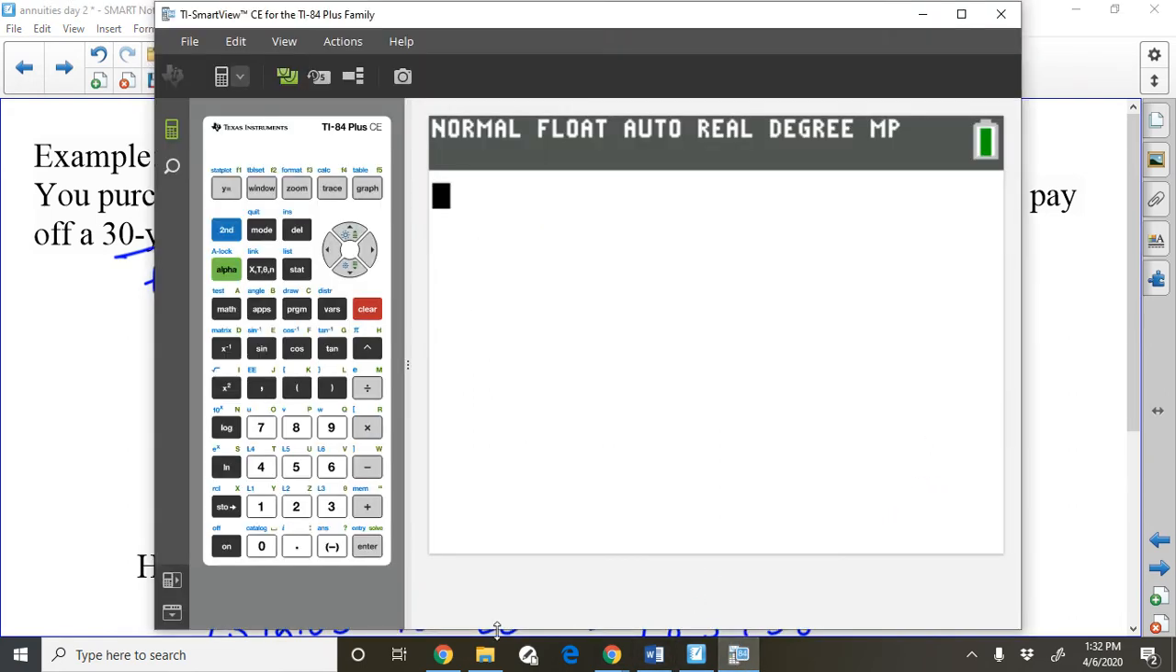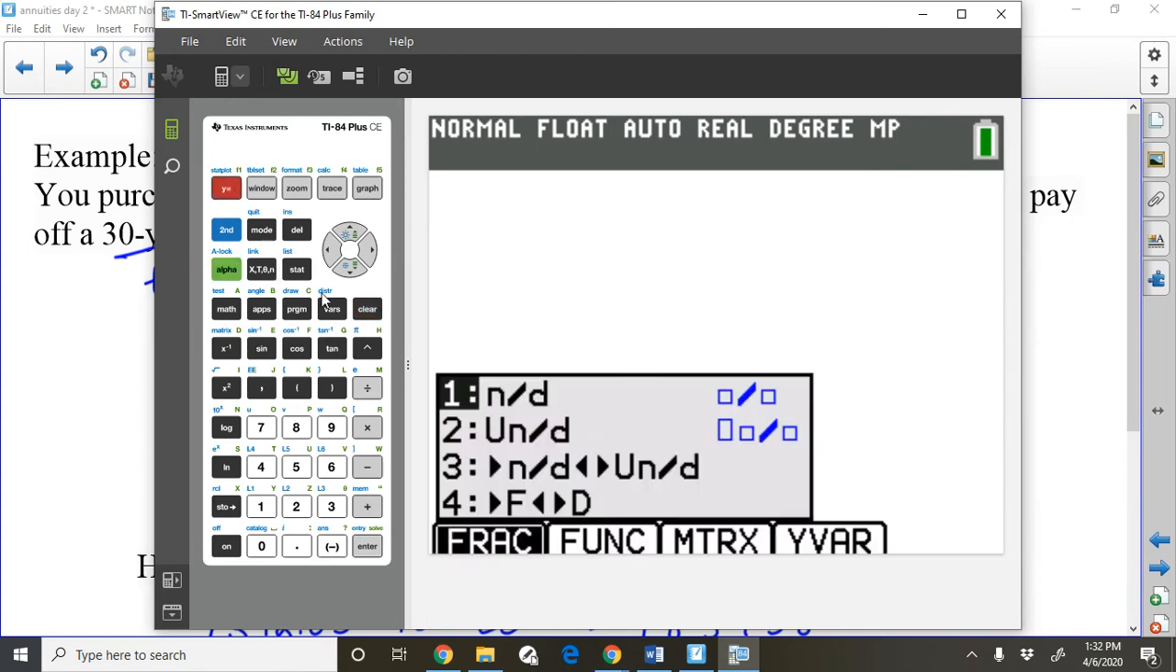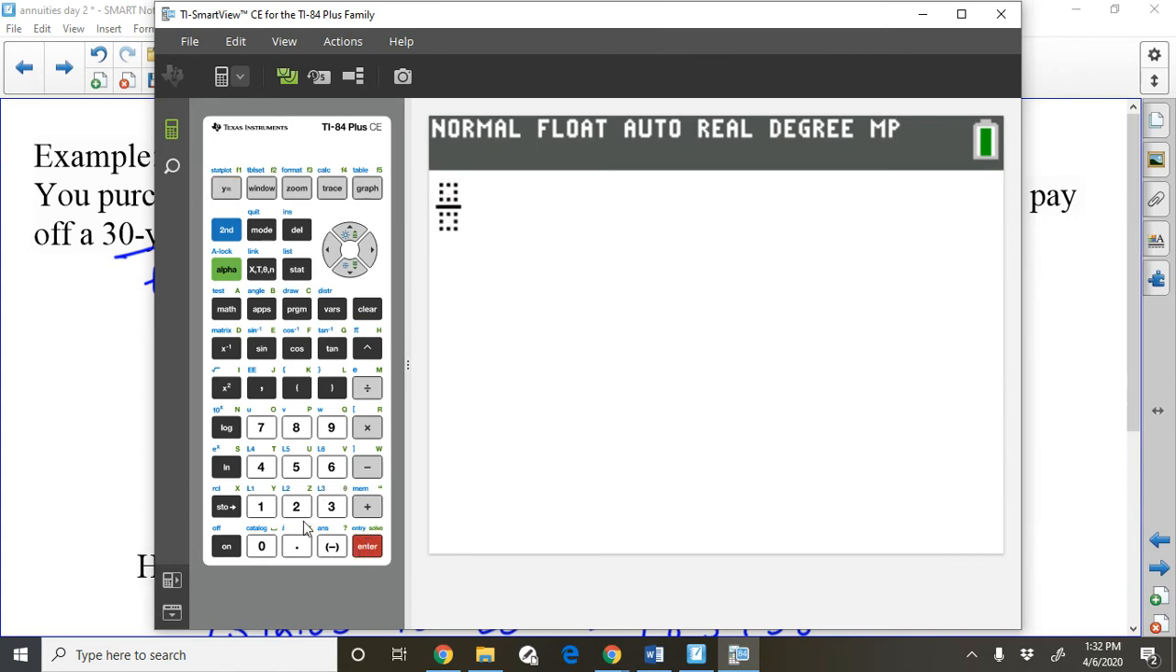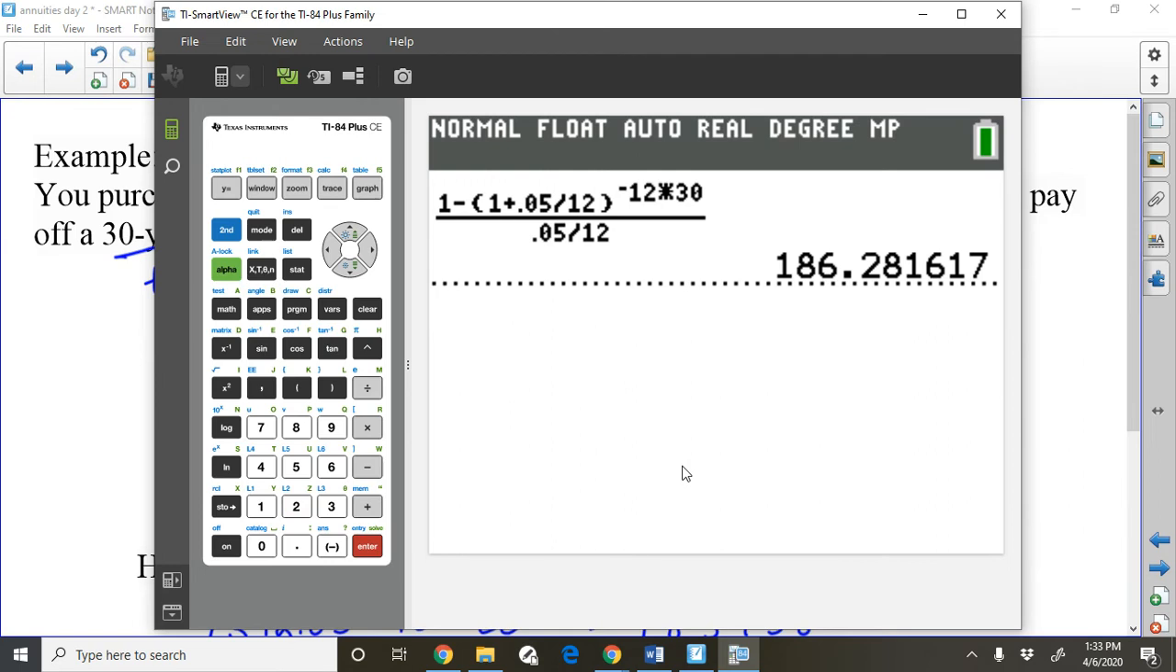So we want to plug the entire fraction into the calculator to start. And again, if you have the fraction bar as an option, I would definitely recommend using it. If you do not, you need to put parentheses around the entire numerator and parentheses around the entire denominator. So we're plugging everything that's in this fraction. My exponent is negative 12 times 30. And then in the denominator, I have 0.05 over 12. You can use the fraction bar for those fractions as well, but you do not need to. You're going to find that value.